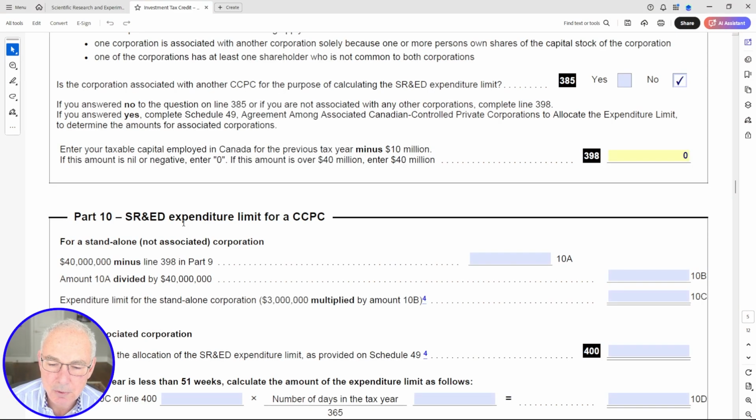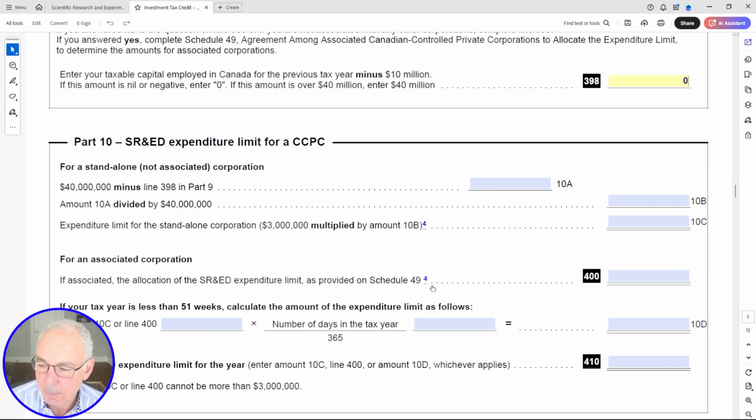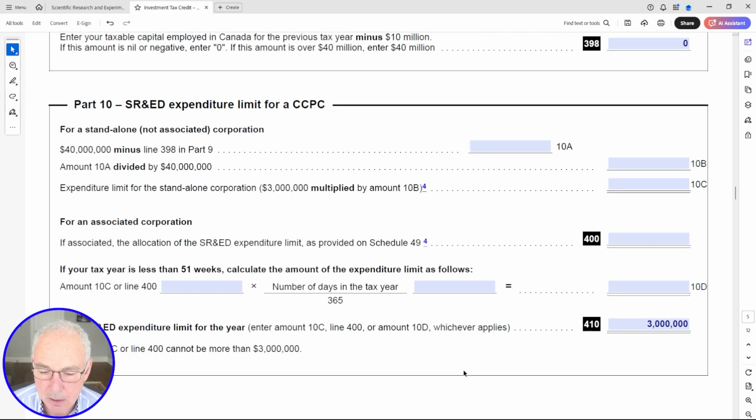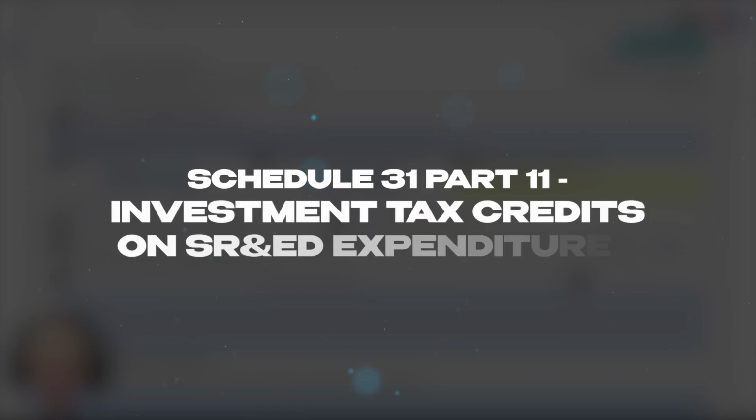I'm not going to go through the calculation in Part 10. Just suffice it to say that invariably, if your taxable capital is less than $10 million, your SRED expenditure limit is going to be $3 million. So let's leave it at $3 million, but I would suggest that you go through and do this entire calculation. We're completing the form.